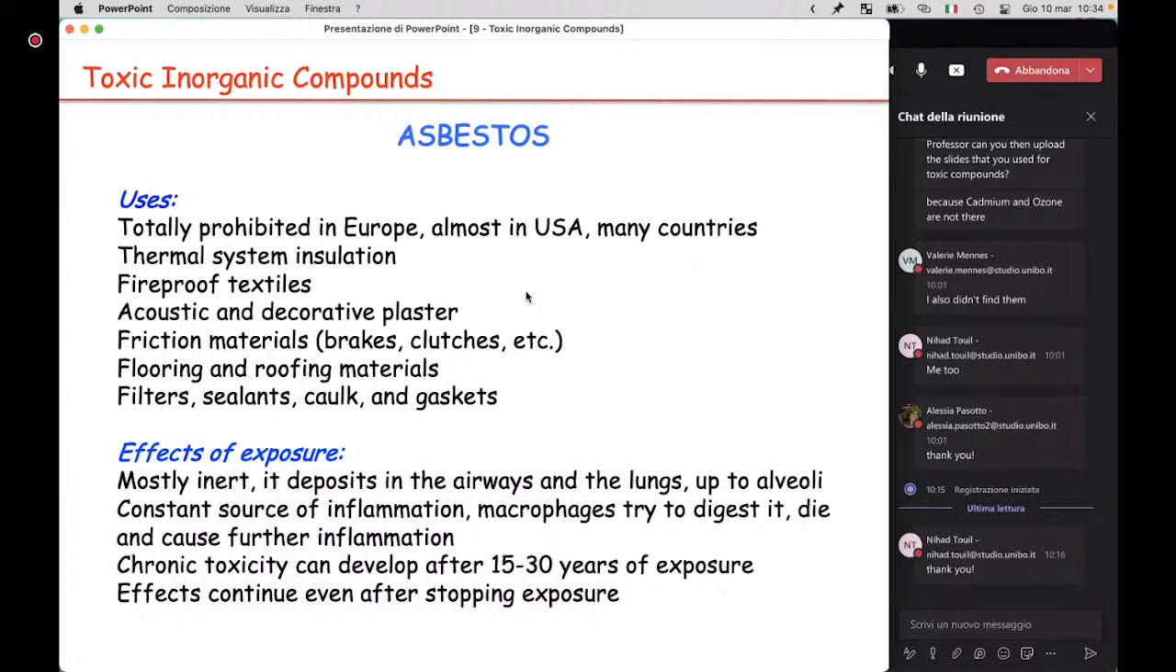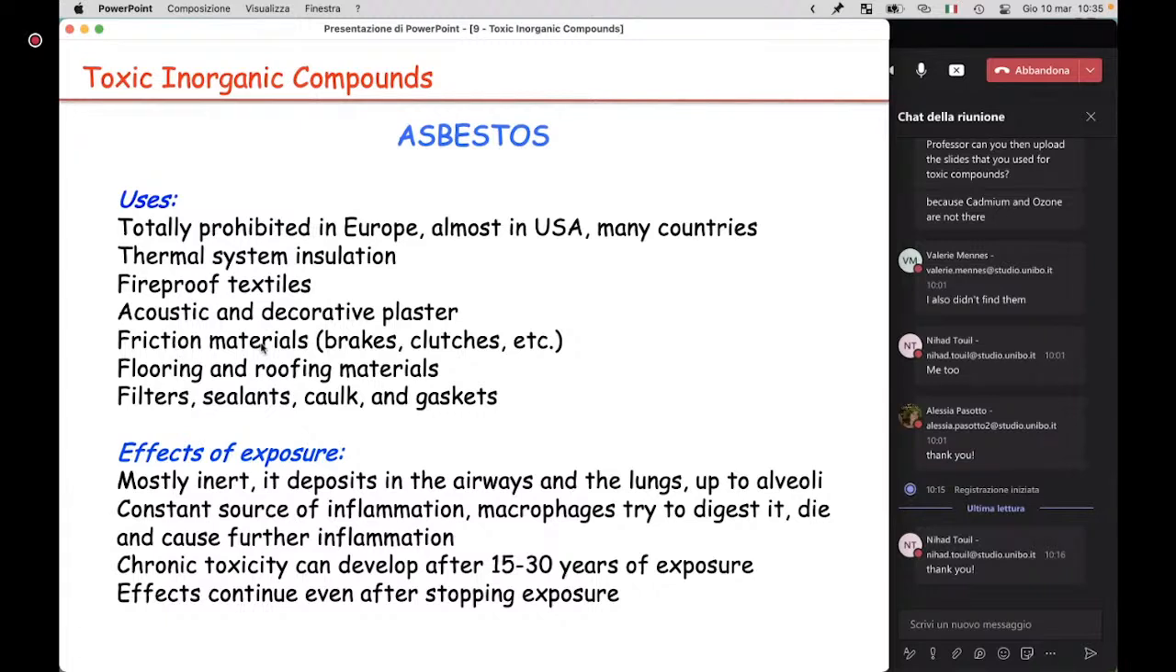As I said, it was used for thermal system insulation, for roof textiles, for firefighters in particular, also acoustic insulation, and it was used for decorative plaster in homes and other buildings.